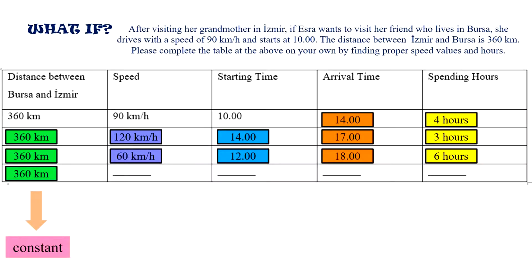For the last one, if we know the arrival time and spending hours, which are midnight and 8 hours, we can easily find the other unknown values as we did before. If we go 8 hours back from midnight, the starting time will be 4 p.m. And if we divide 360 by 8, we will get 45, which is the speed of Esra.